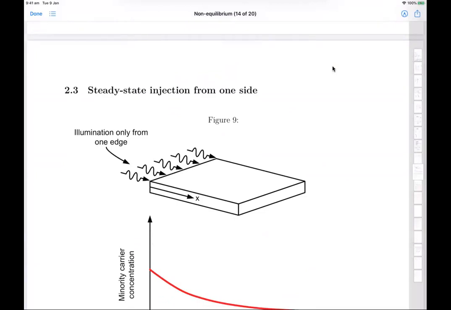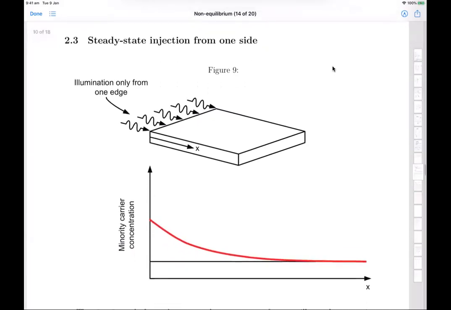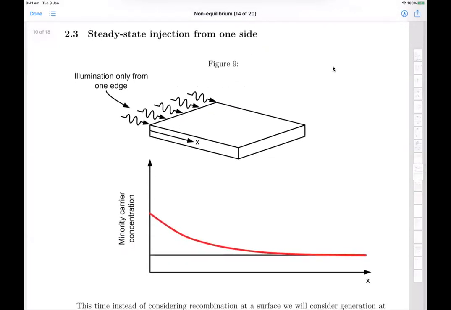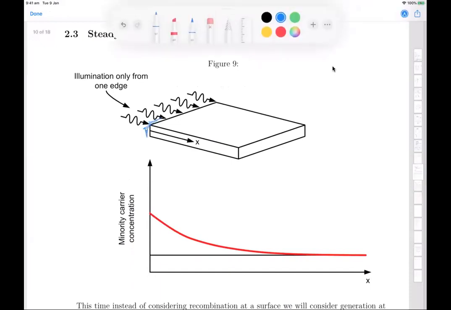We can also inject carriers from a surface. In this case, again, we're going to inject carriers with light. And so now we're generating an excess of carriers at this surface here. So we have an excess of carriers, and over here in the bulk, we have our equilibrium population. So this will be here, not over here, if this is N-type material.